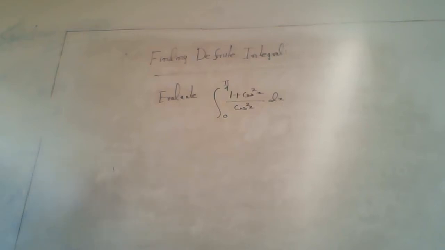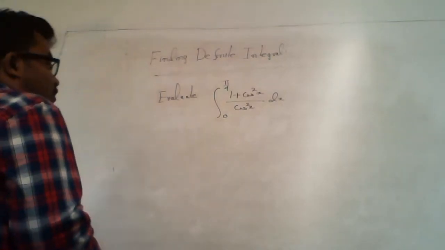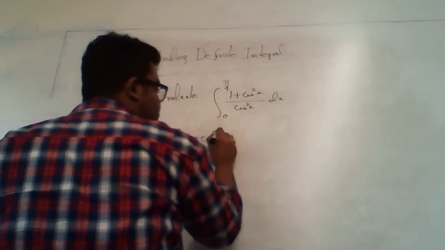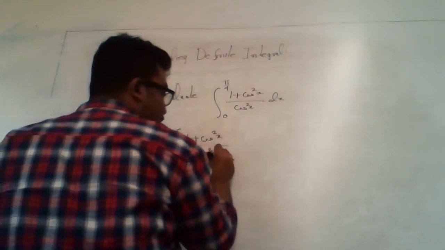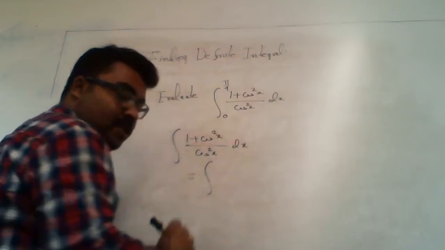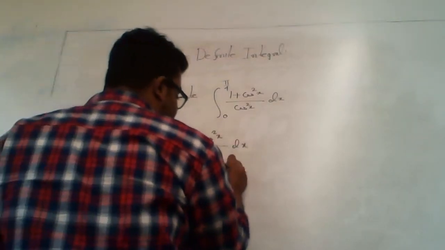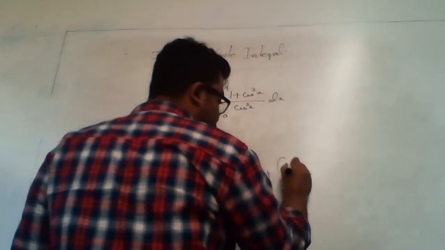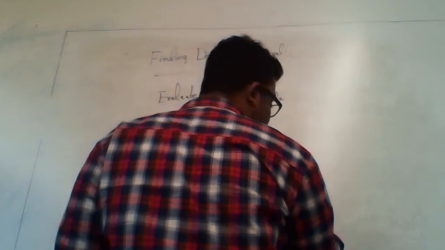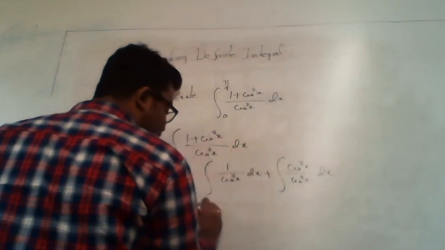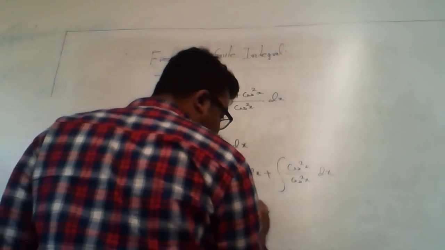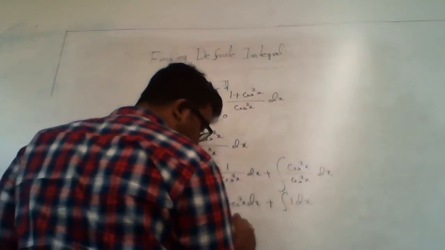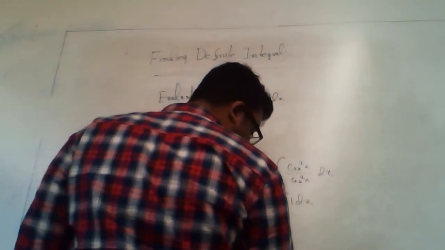To find out the value of this definite integral, first of all we have to forget the limits and consider the indefinite integral of 1 plus cos square x by cos square x dx. How to evaluate this? First I can write this as 1 by cos square x dx plus cos square x by cos square x dx. So 1 by cos square x is sec square x dx, and cos square x by cos square x is 1. So integral of sec square x is tan x and integral of 1 is x.